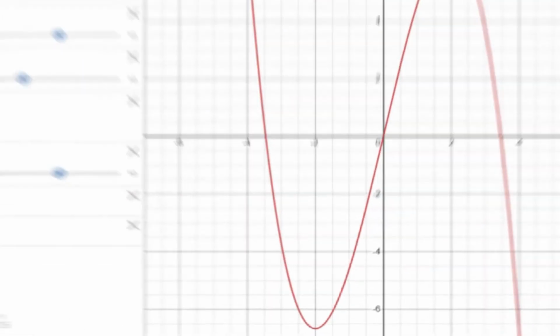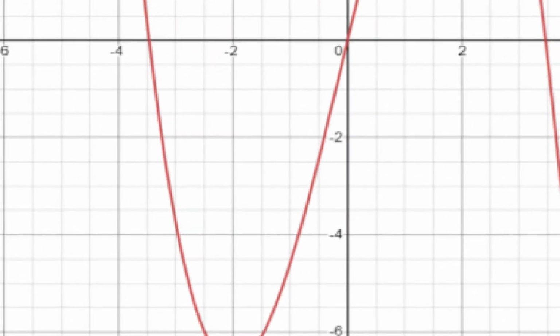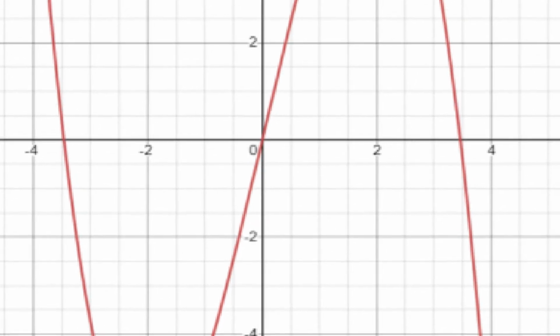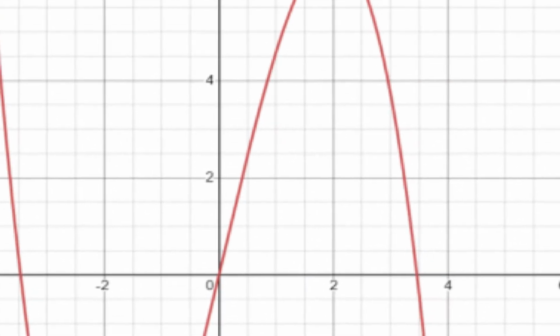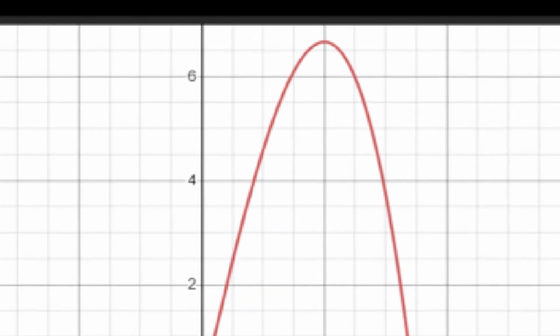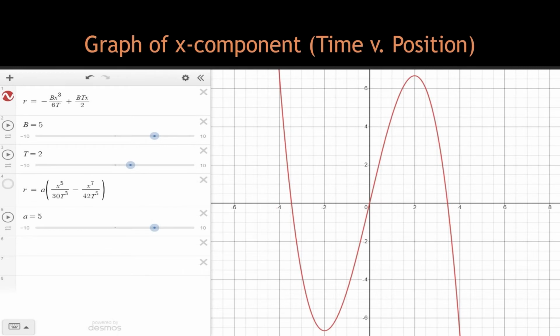You'll see that there is an initial increase in position, kind of a slow increase in the horizontal direction, but as we get closer to the origin, as we get closer to 0, and as we go past 0, you'll see that there is a faster increase in horizontal position, and then as we get closer to 2, you'll see that the increase in position kind of slows down.